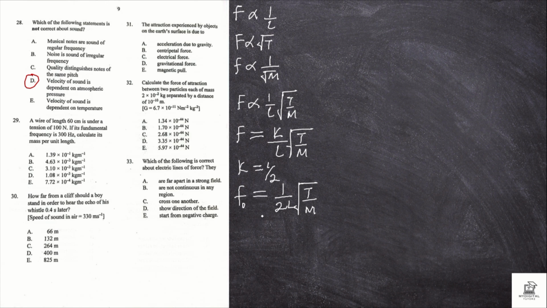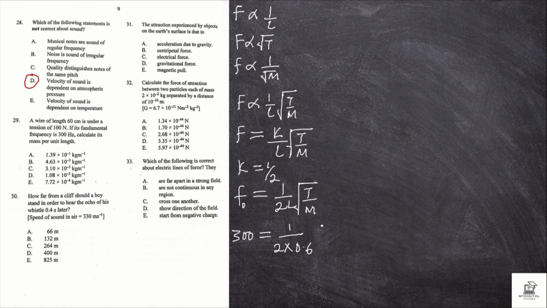So here you are given that your fundamental frequency is 300 Hz. You put it, so 300 equals 1 all over 2 multiplied by the length. You are given the length to be 60 centimeter, convert it to meter, that will give us 0.6.